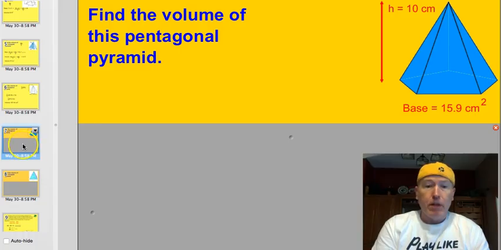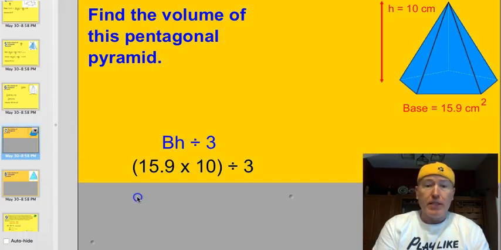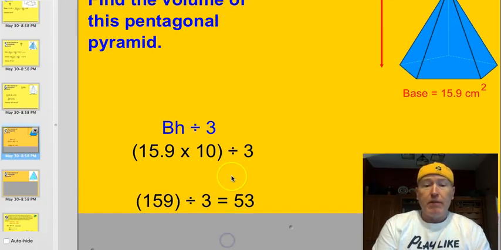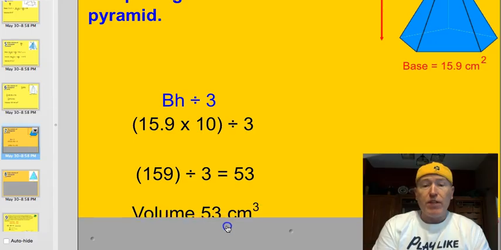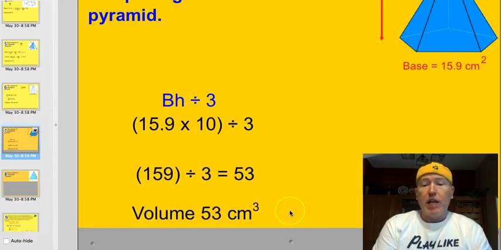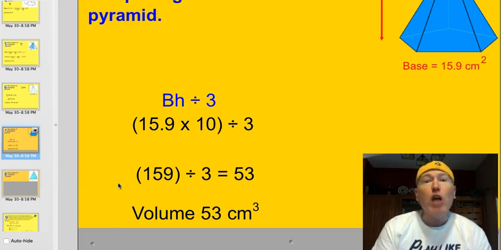Okie dokie. Pretty simple. You already had the base, the big B. So 15.9 is the base times 10 divided by 3. 159 divided by 3 is 53. Volume is 53 centimeters cubed. I decided to use base times height with this kind of a division symbol, divided by 3 instead of the fraction one, just to show you it just doesn't matter.